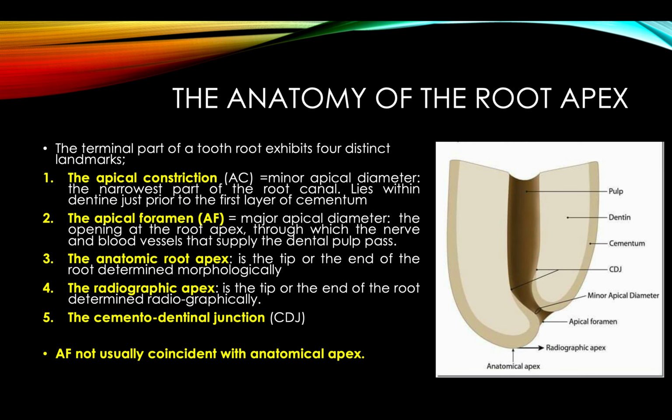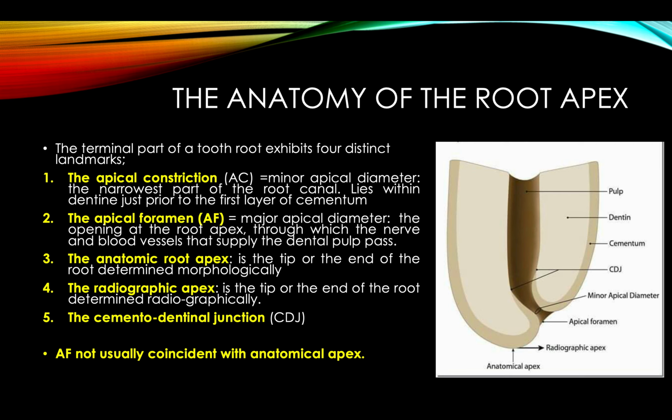So the apical constriction represents the narrowest part of the root canal. It lies within dentine just prior to the first layer of cementum. We can also call it a minor apical diameter. Now, after that, the root canal will dilate again to exit the root surface, forming the apical foramen or the major apical diameter. It represents the opening at the root apex through which nerves and blood vessels that supply the dental pulp pass.